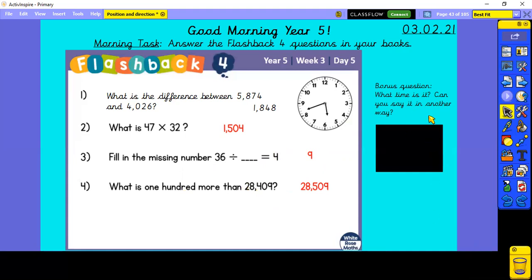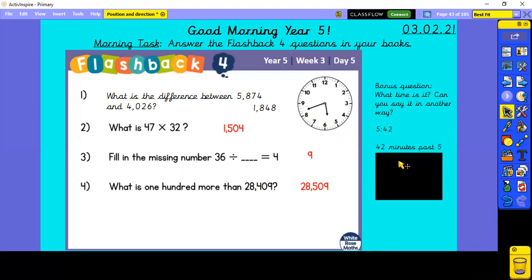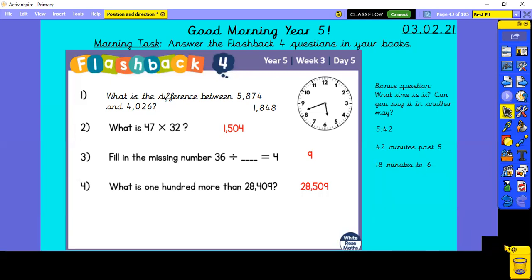What time is it and can you say it in another way? So our little hand here is in between the 5 and the 6, and our big hand here is on the 42nd minute, okay? Because our 6 represents half an hour, 35, 40 and 42. So the time is 5:42. We can say 42 minutes past 5, or we could say 18 minutes to 6. And if you've thought of any other ways to say this time, that's fine as well.